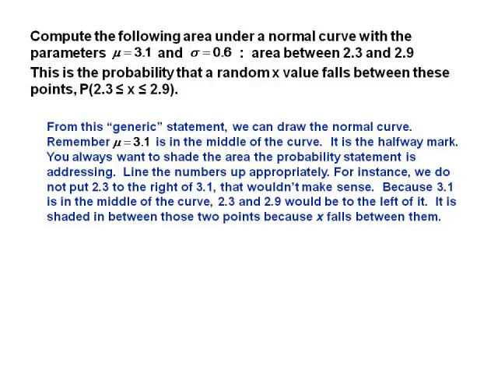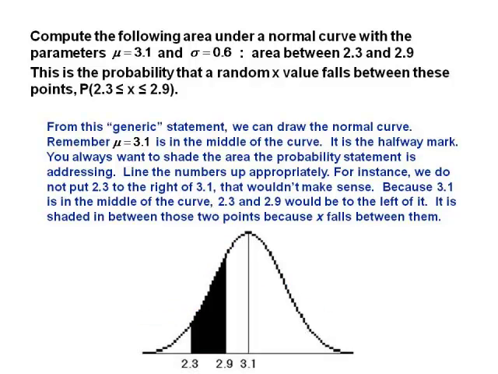So the first thing I need to do is draw a normal curve. I draw a line down the center, and that line represents where the mean is, so I'm going to label that with the mean of 3.1. Then I need to figure out where 2.3 and 2.9 would be in relationship to that. They're smaller than 3.1, so they would both be over on the left. So I end up with a picture like this, where I've got the 3.1 down the center, and 2.3 and 2.9 are both over on the left, and I've shaded in between them because I'm looking for the probability of falling in between those two values.